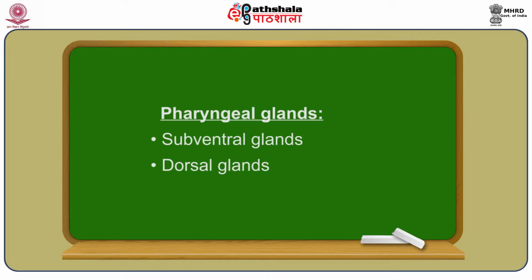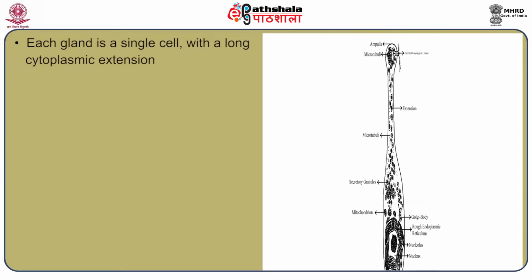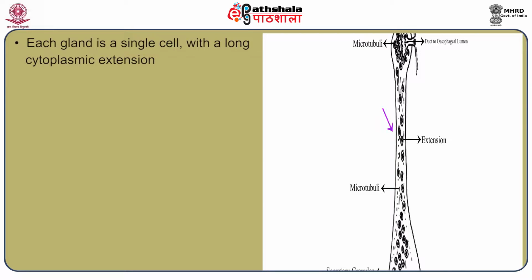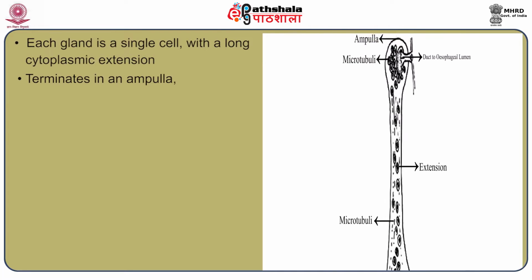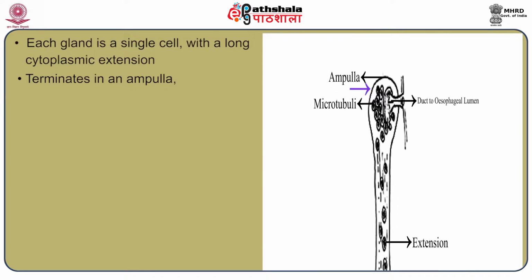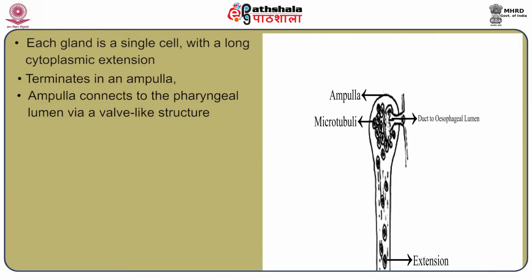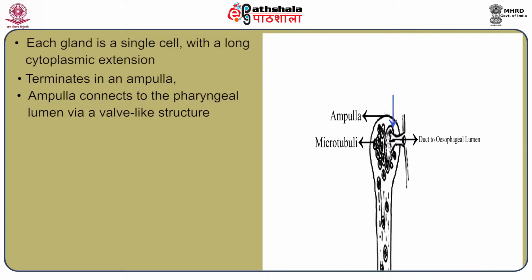Two different types of pharyngeal glands are recognized: subventral glands and dorsal glands. Each gland is a single cell with a long cytoplasmic extension. It terminates in an ampulla. The ampulla then connects to the pharyngeal lumen via a valve-like structure.